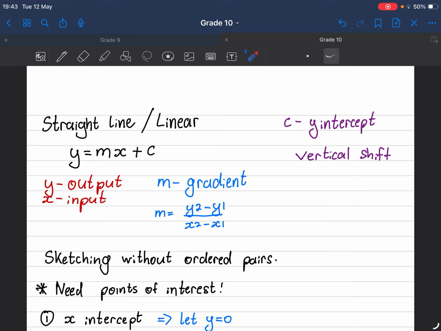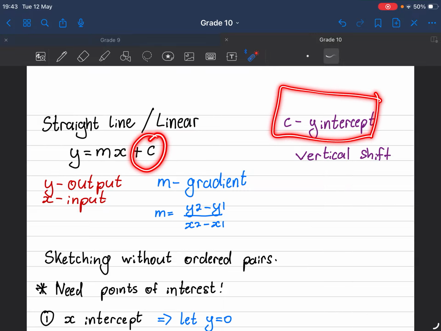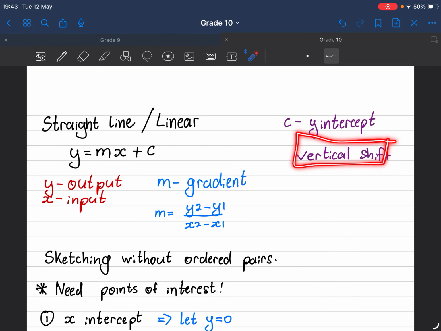Let's analyze the equation. Now the y value is our output and the x value is our input. From our equation there's a variable m. M is the gradient, which was discussed in another video and can be calculated using this formula. C is the y-intercept or the vertical shift. Basically, it tells us how up or down the graph moves, and it tells us where the y-intercept is.